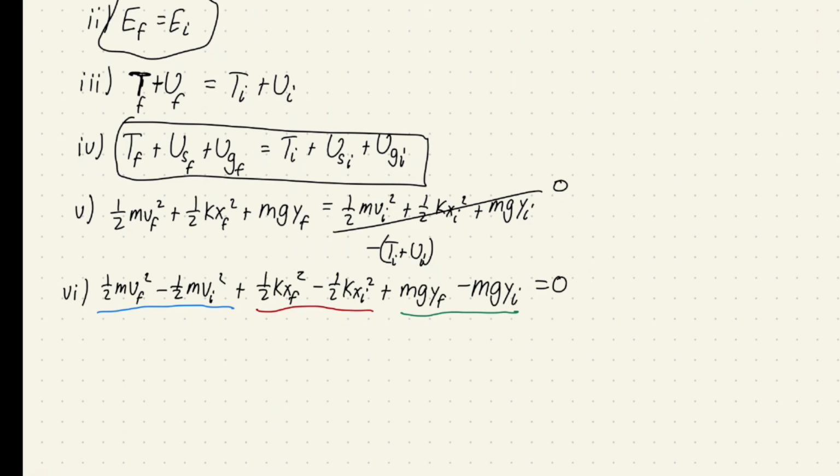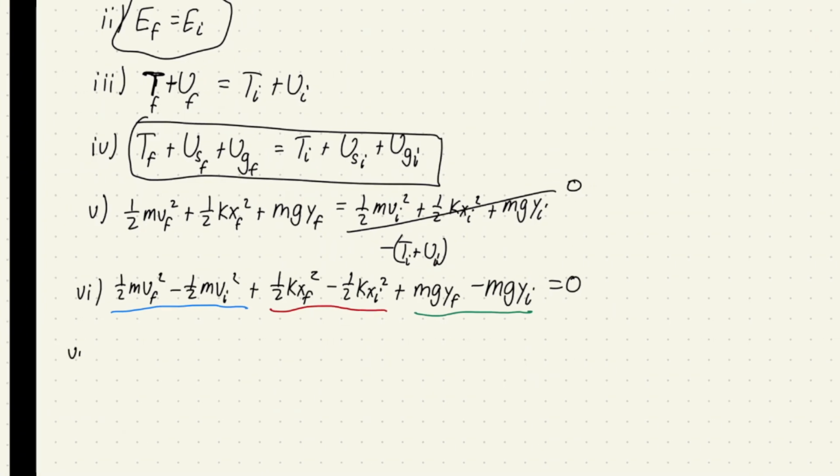So my blue terms, actually let's write this as well, 7. My blue terms, those are going to be 1/2 mv final squared minus 1/2 mv initial squared. What if I factor out a 1/2 m from both of those? I would get 1/2 m times v final squared minus v initial squared. And then on my red terms, I could factor out a 1/2 k. And so I'd get 1/2 k times x final squared minus x initial squared. And my last terms, I can factor out an m and a g from both things. And I get mg times y final minus y initial.